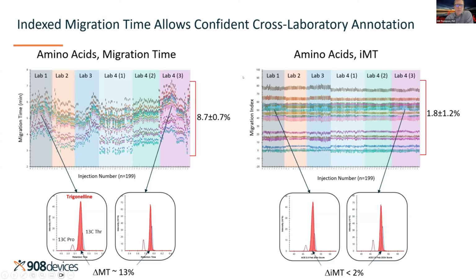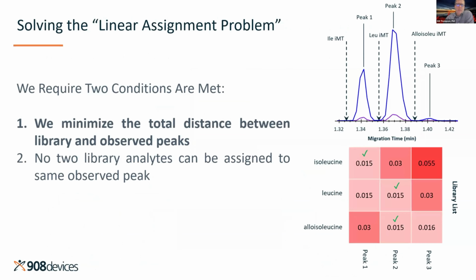However, if we translate that to the indexing standards, then on the bottom right, you can see that trigonelline always elutes between proline and threonine at a specific location. So that time in index space is quite reliable as a measurement of whether or not the compound is selected for integration correctly. That can reduce the variability between laboratories, between chip devices, et cetera, to a spot where it's a quite reliable predictive measure of identity.